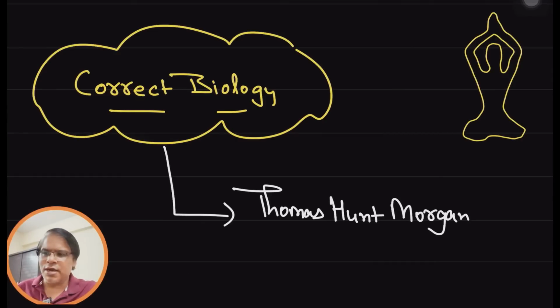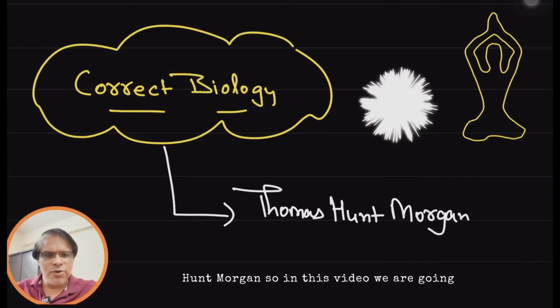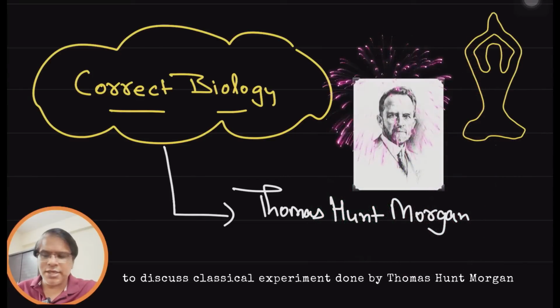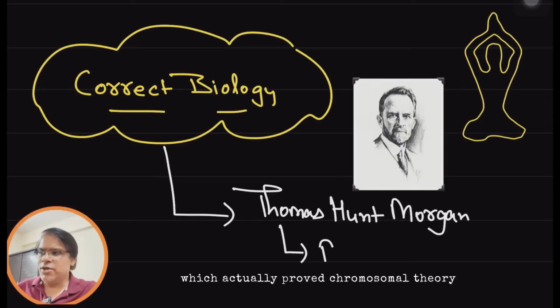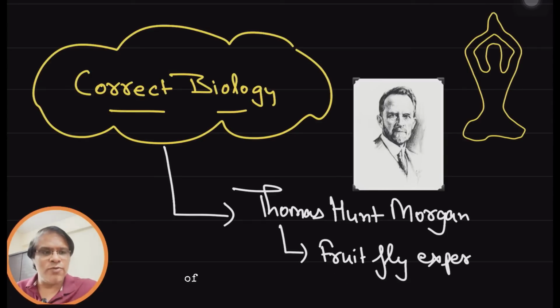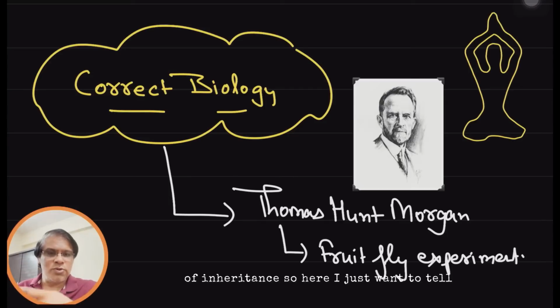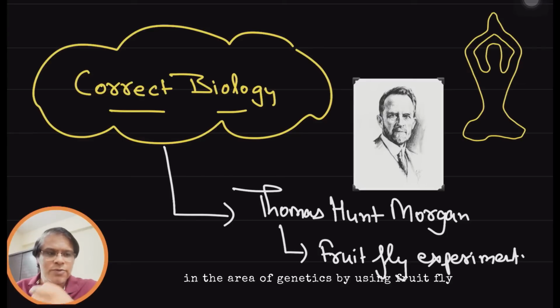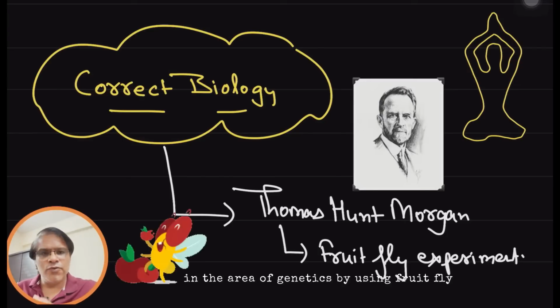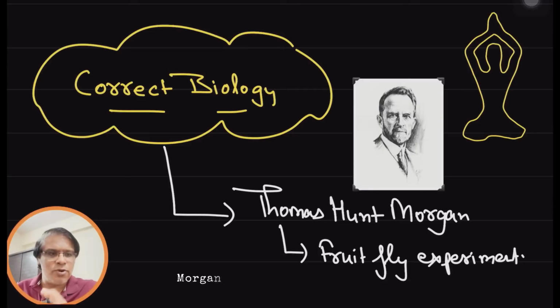In this video I am going to teach you about the classical experiment done by Thomas Hunt Morgan, which actually proved the chromosomal theory of inheritance. Thomas Hunt Morgan did experiments in the area of genetics using fruit fly. So today we are going to discuss Thomas Hunt Morgan's fruit fly experiment.